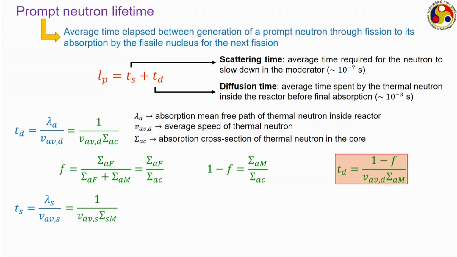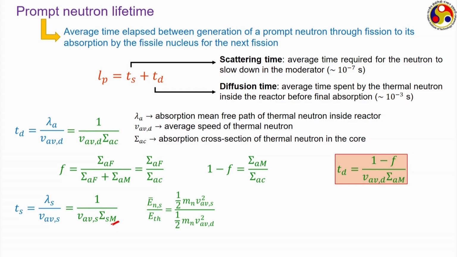So, λS can be related to the macroscopic scattering cross section for the moderator. It is the moderator where the scattering process is going on. Fuel does not have any role in the scattering, and that is why we are having only the moderator here.